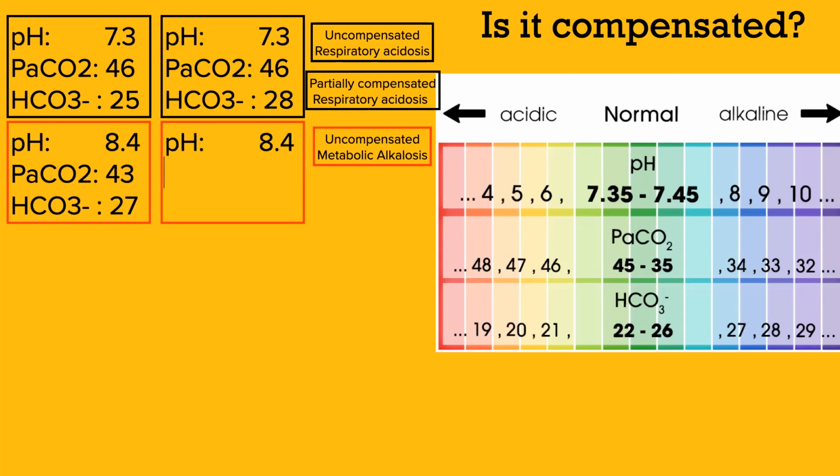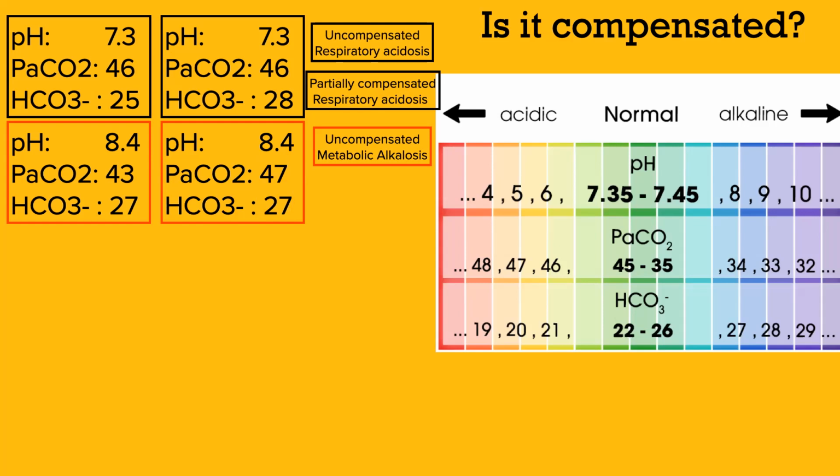Next one. pH is 8.4. PaCO2 is 47. And our bicarb is 27. Our pH is, yes, I was going to say the answer. Can I skip to the answer? Let's work through it as a group so we can get the practice.